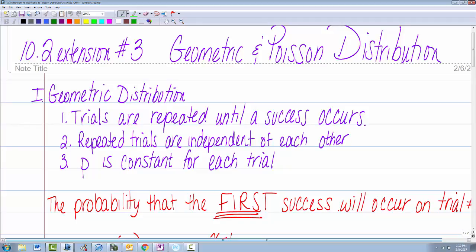Okay, last one is geometric and, I don't know how to say that, Poisson distribution. Anyone take French? Someone says in French that means fish. Right?